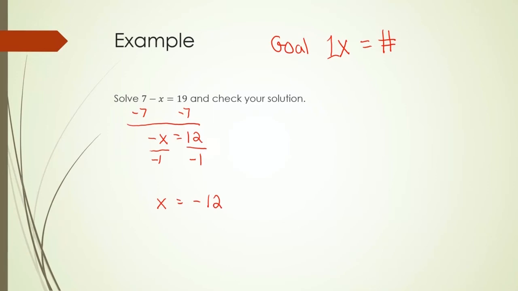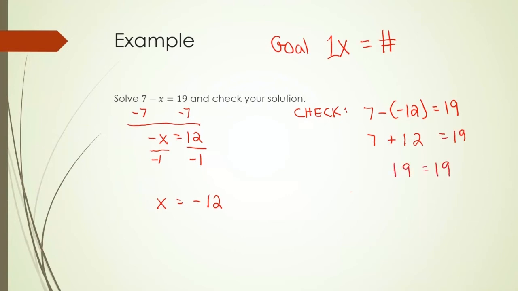Our answer is x equals -12, but we do want to check your work to make sure you've done it correctly. And so you check it by plugging that into the original problem. So I'm going to replace x with -12, and I have to make sure I put parentheses around that so that I don't mess up my signs. So we had 7 minus x, so now I have 7 minus -12. So when you are subtracting a negative, that is the same as adding. So that is the same as 7 plus 12. And 7 plus 12 does get me 19.